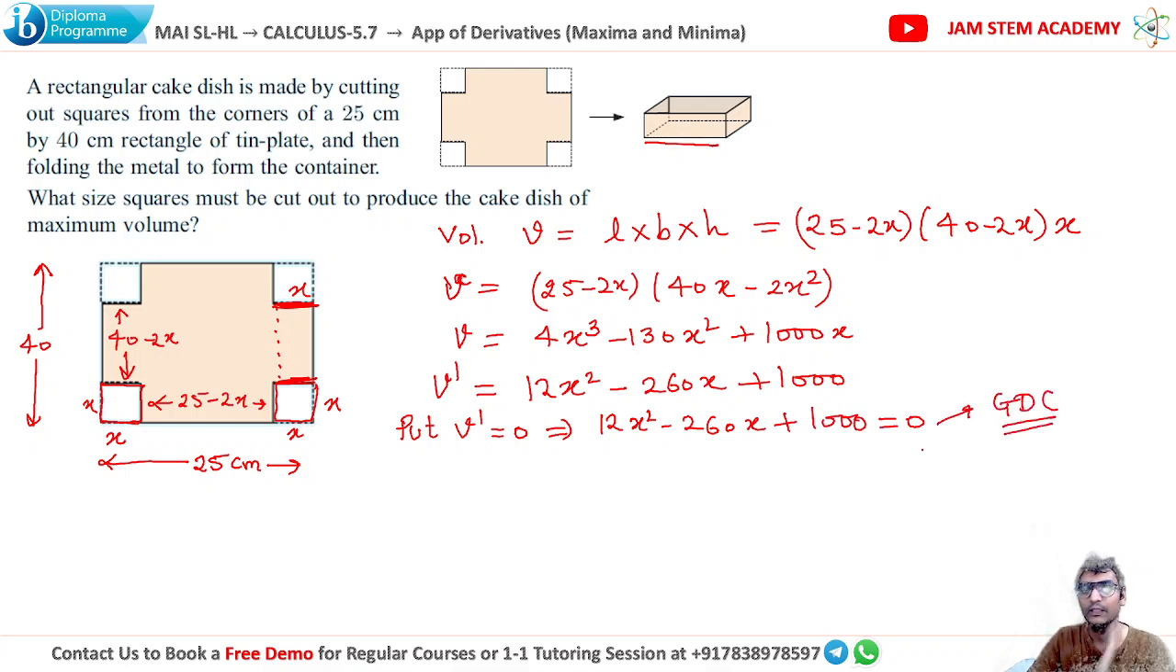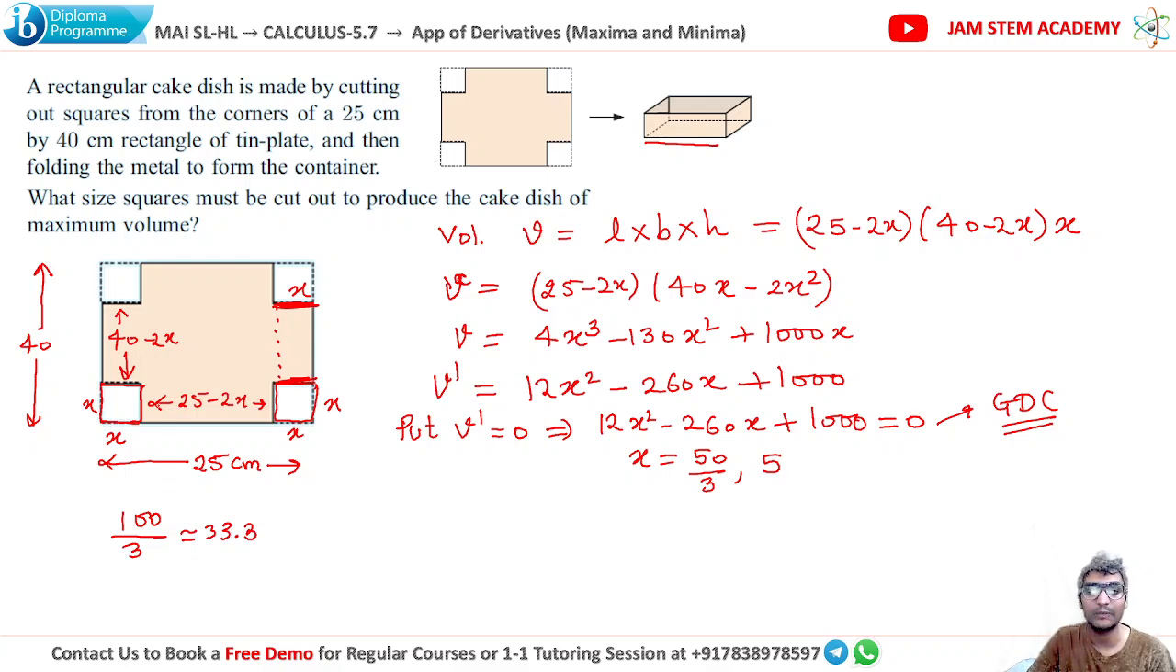Now you can use quadratic solver, right? In your GDC, it's a quadratic equation. You can use the quadratic solver to get the values of x. So from here, using my GDC, I'm getting the values of x as 50 by 3 and 5. 50 by 3, if I take multiplied with 2, that's x value. So 50 by 3 multiplied by 2 gives 100 by 3, right? Which is around 33.3 something. So is it possible to have this value?